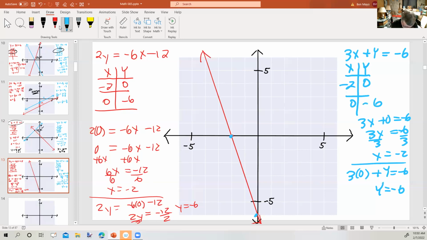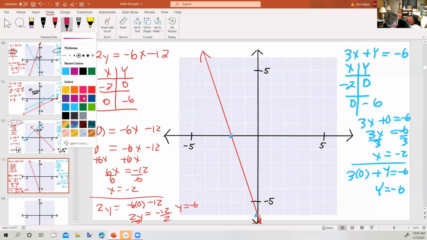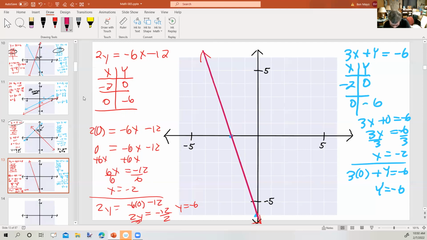What do we have? We have the same line, don't we? So the solution to the system would be all points on the line. And at this point, we'll say infinitely many solutions.